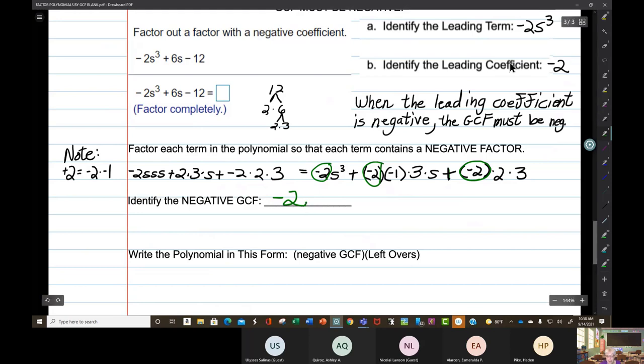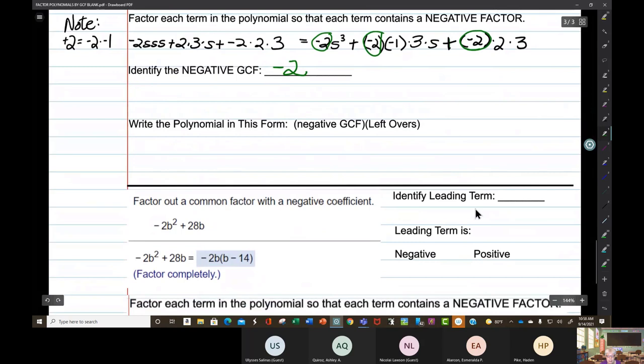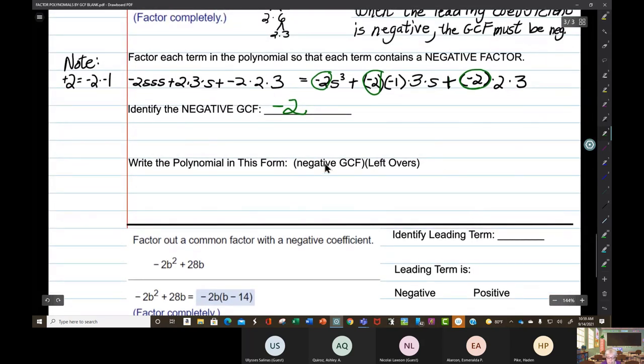Now, the form that I'm going to write this in has the negative GCF. The GCF is always in front. The negative GCF, negative 2, times the leftovers, in parentheses.